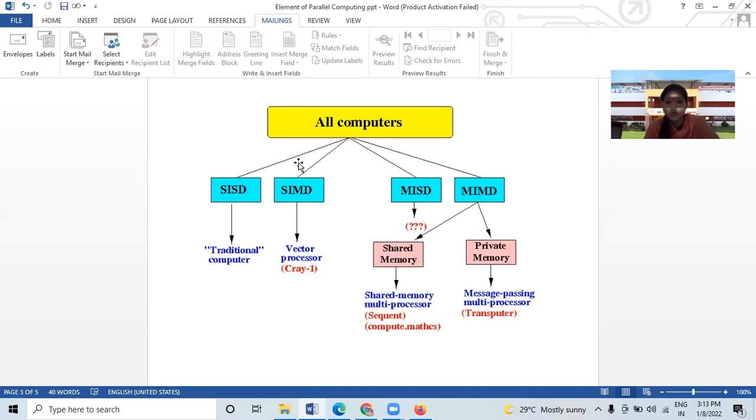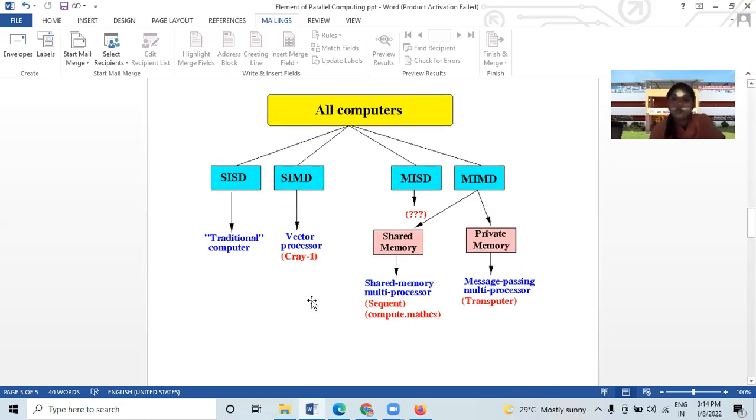So why is MISD not used in real time? MISD organization computers are rarely used, except for specific applications where real-time computers need to be fault tolerant, where several processors execute the same data, producing redundant data.